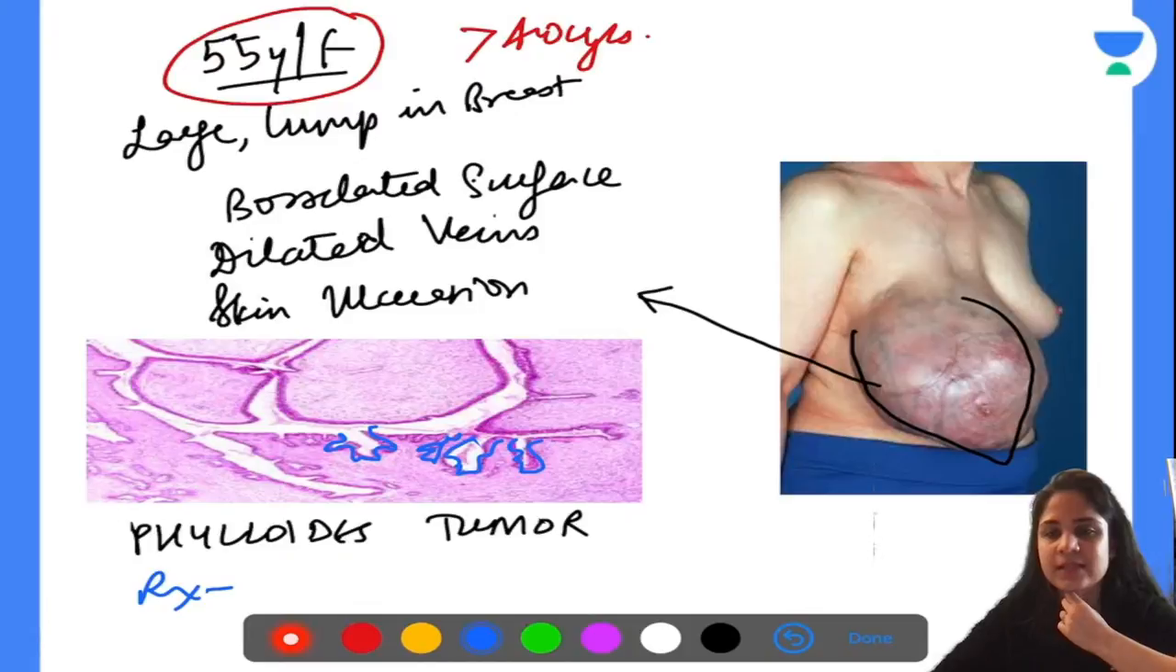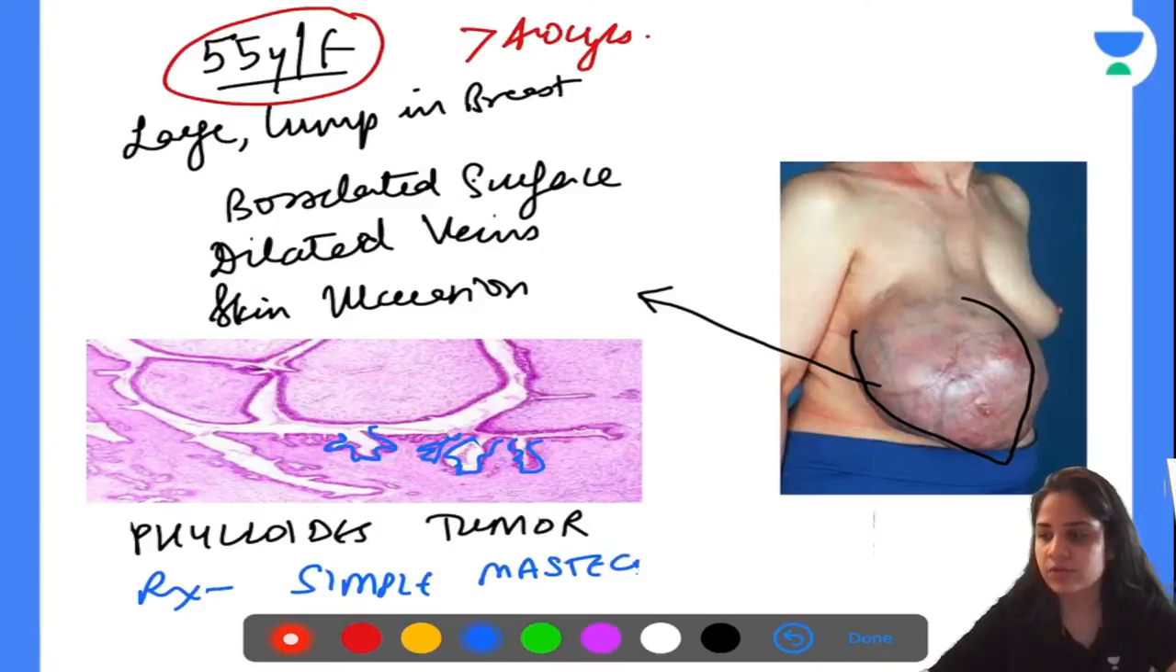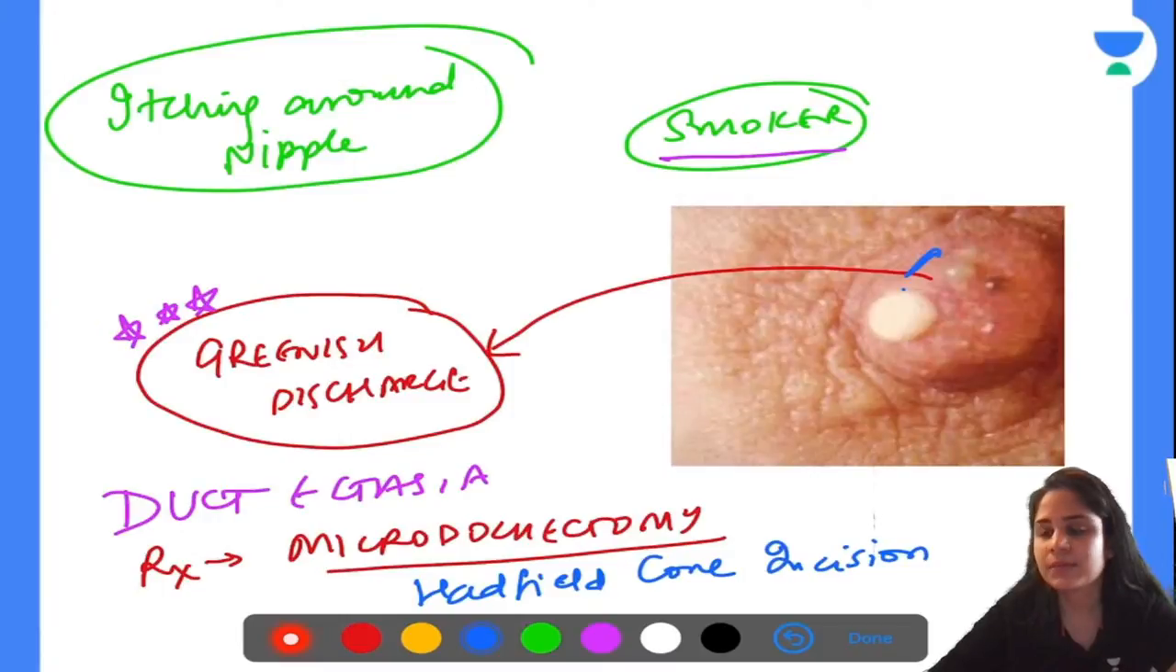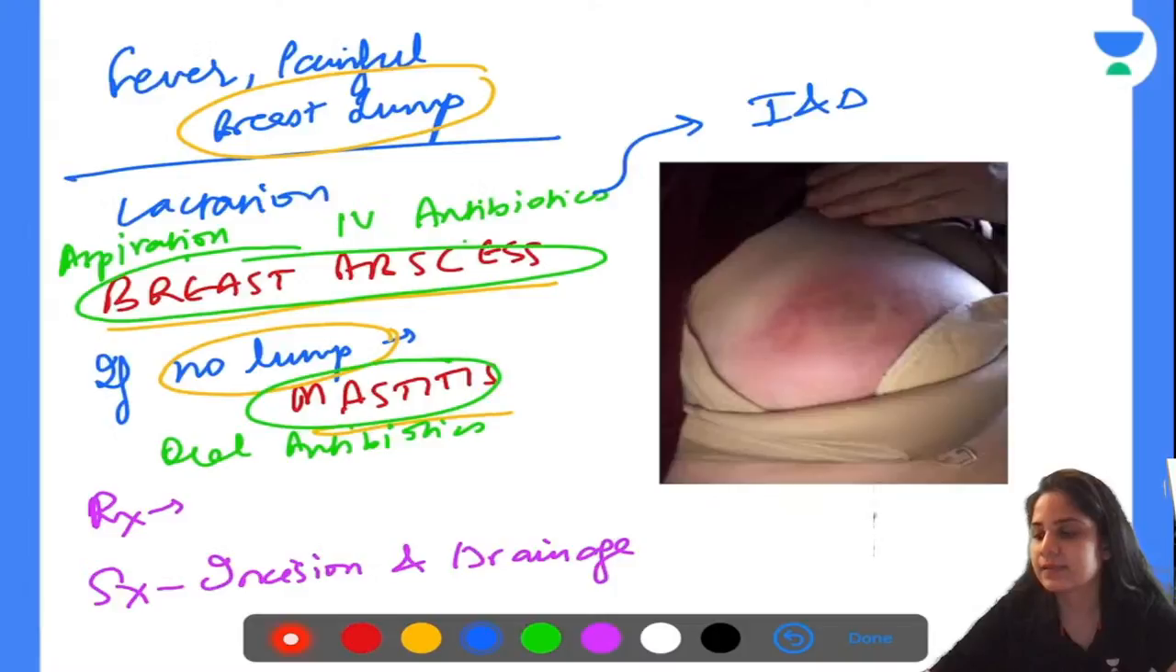Mastectomy. What kind of mastectomy will you do? You will do a simple mastectomy. Remember this. Okay, you will do a simple mastectomy. Alright, so this is all about phyllodes tumor. So till now we have completed phyllodes tumor, Mondor's disease, different types of secretions or discharge from the nipple, and we have done breast abscess and mastitis. Alright, so now let's go on to our next disease.